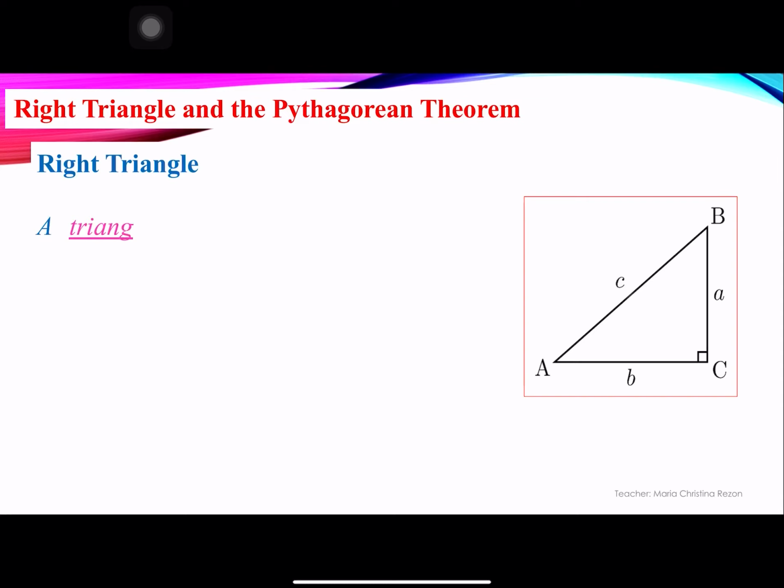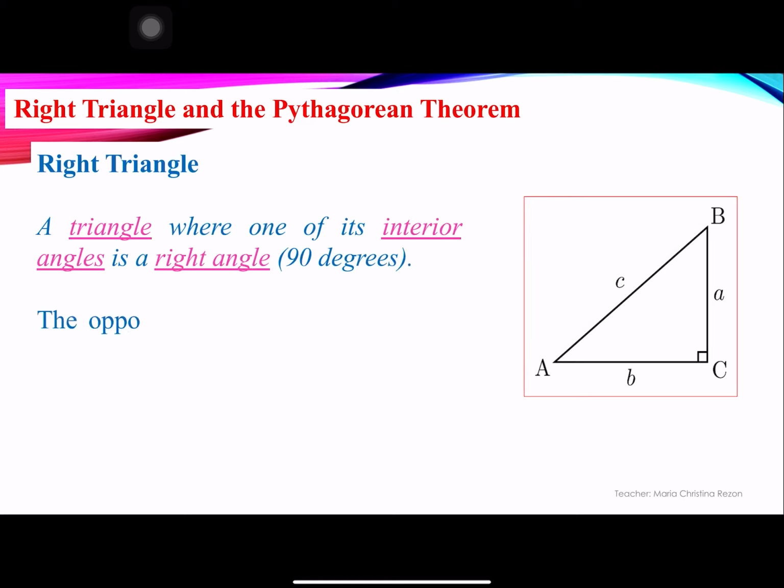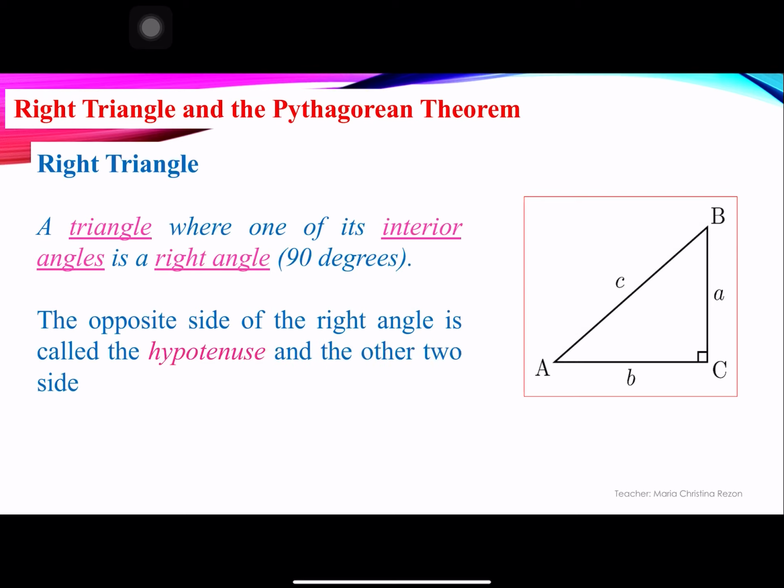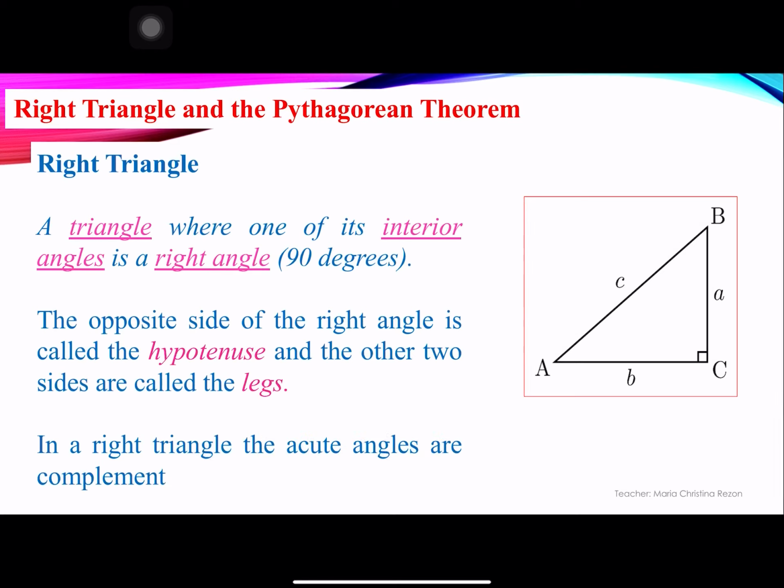From our previous lesson, you have learned about the different types of triangles, and one of them is a right triangle. So, you recall that a right triangle is a triangle where one of its interior angles is a right angle, meaning that one of its interior angles measures 90 degrees.